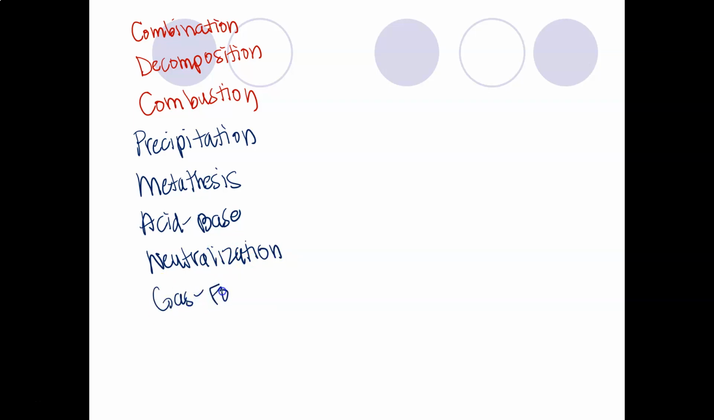We're not done. There are more, and oops, that's not how you spell gas forming. More to come, but that's a good place for us to stop at this point. So you're going to be very knowledgeable about the different categories of chemical reactions at the end of chapter 4.